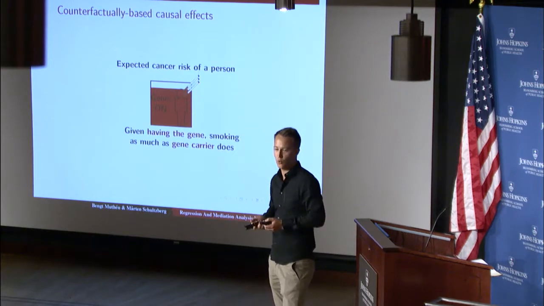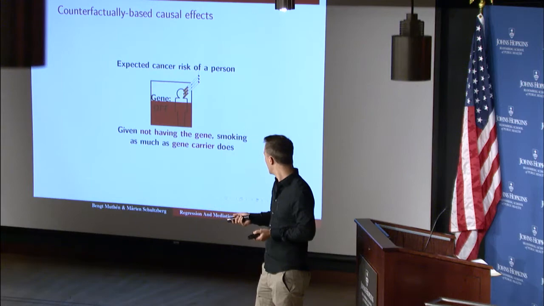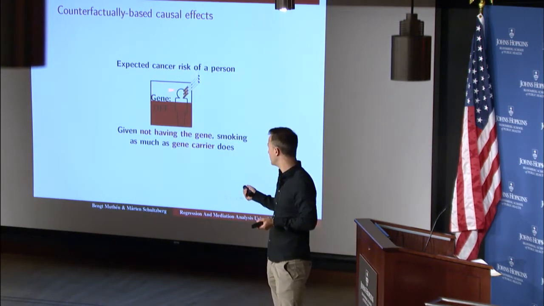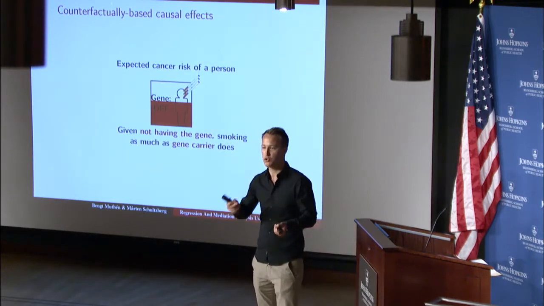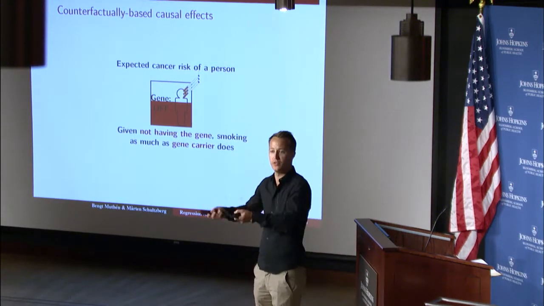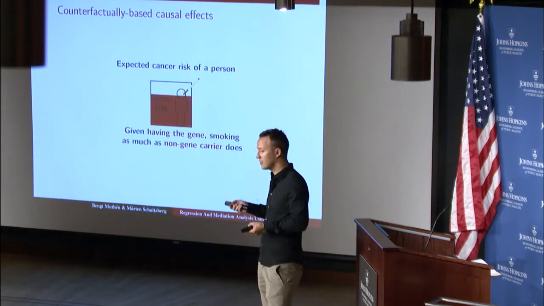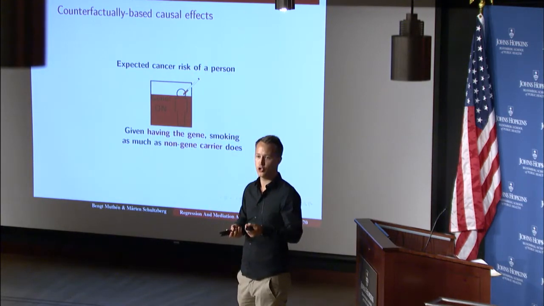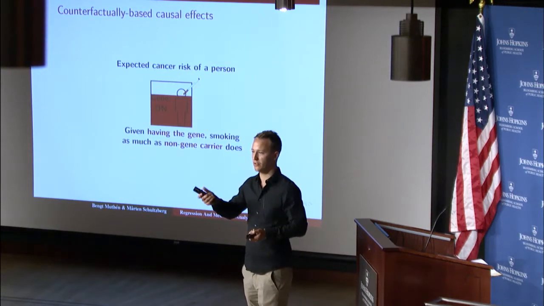But then comes what I would call the less intuitive expected values, or counterfactuals. This is the expected cancer risk of a person that doesn't have the gene, but smokes as much as if they had the gene. So you don't have the gene, but you smoke as much as if you did. What would your expected risk be then? And finally, the second non-intuitive expected value: you have the gene, but you smoke as much as if you didn't.